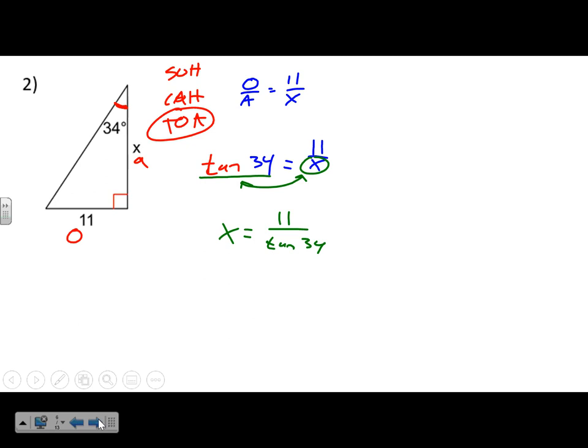Now again, just like the last one, you could do it the long way where I multiply both sides by x. So that cancels, and then divide both sides by the tangent of 34. You could totally do it that way. It's just a little bit quicker if you remember to do it this way. So now in your calculator, again, all you have to do is type in 11 divided by the tangent of 34. And you should know where the sine, cosine, tangent buttons are in your calculator from the last lesson.